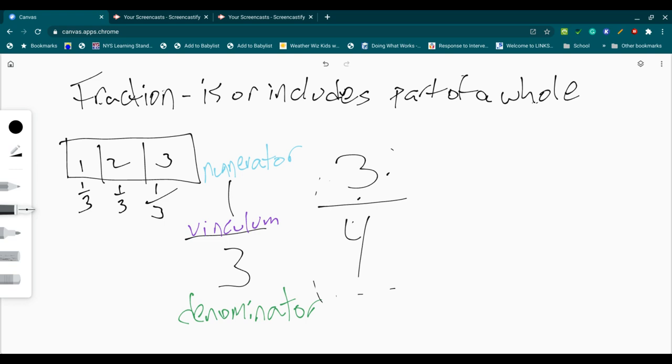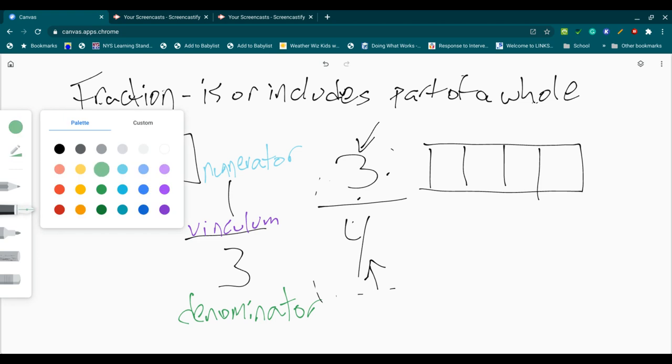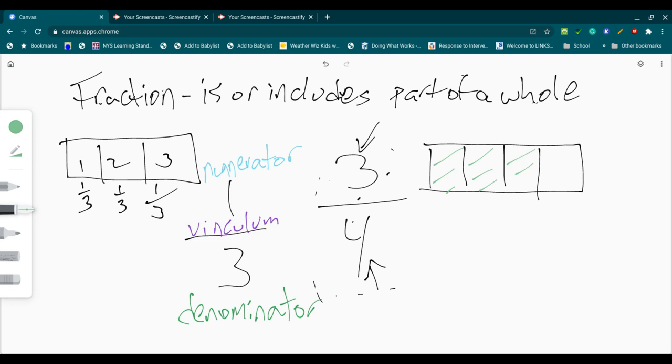This is just telling me that if I have a whole of anything, whatever it is, I've broken it up into 4 pieces, and I have 3 of them. The denominator on the bottom tells me how many total I have, and the 3 tells me how many I currently have in hand, like how many I've crossed out or eaten, or how many are left. So if I were to shade this, it's going to look like this: 1, 2, 3 out of 4. We'll talk about how we model fractions in a different video.